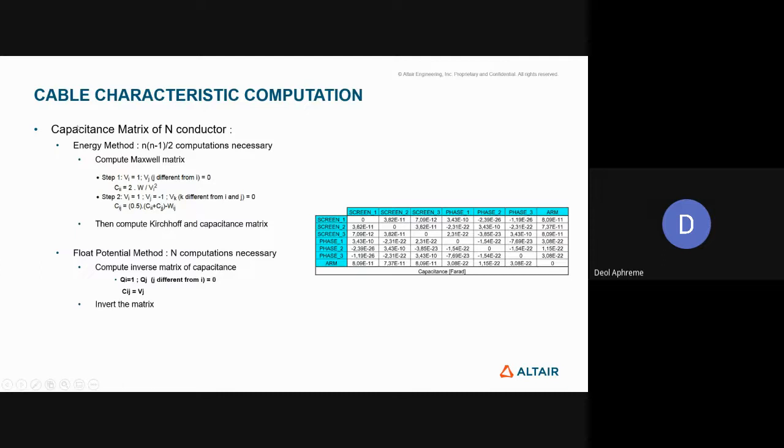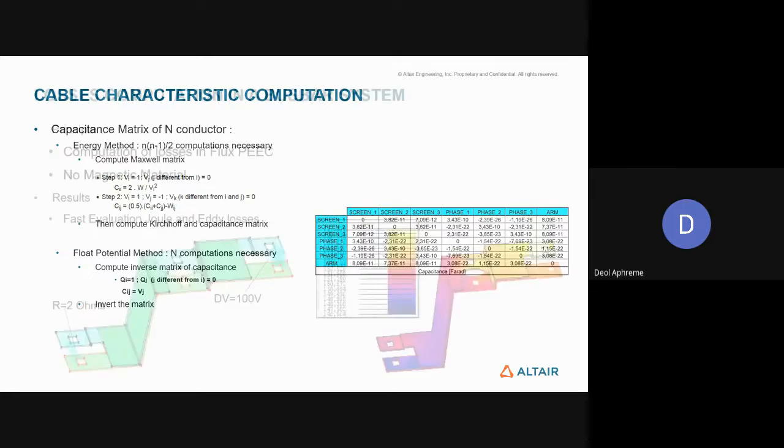We use the energy method. Although it takes n square computations, it's much simpler for your computer to handle. At the end of the day, it's how much computation power you have, what sort of cores, what sort of RAM and memory, what sort of system you have. So we have seen that the energy method gives accurate results and does not take a huge load on your computers at the same time.